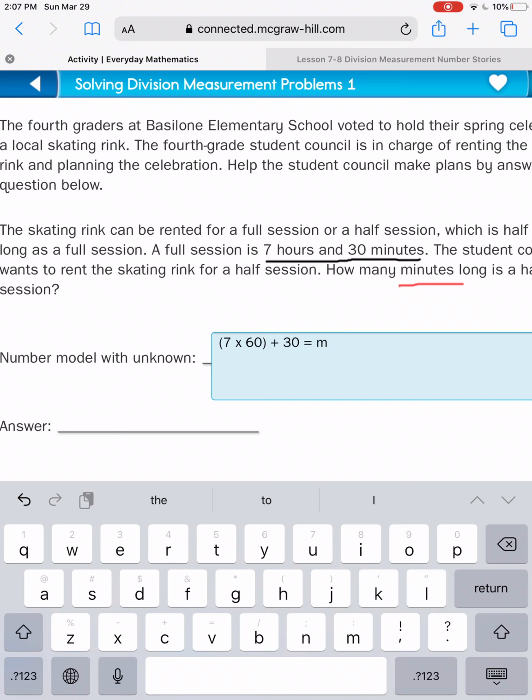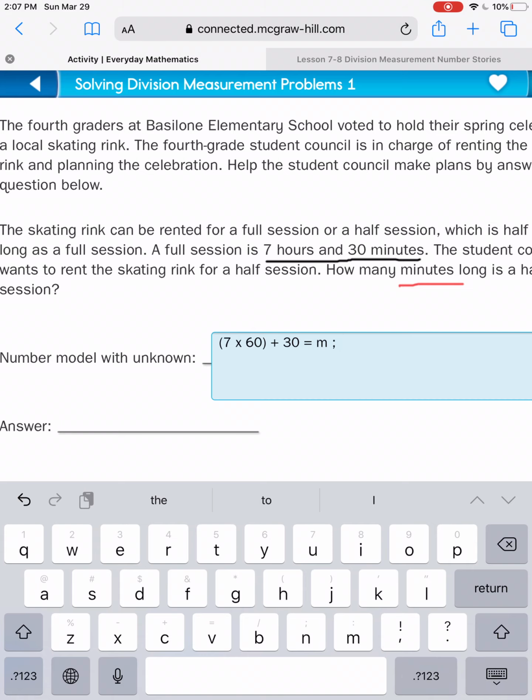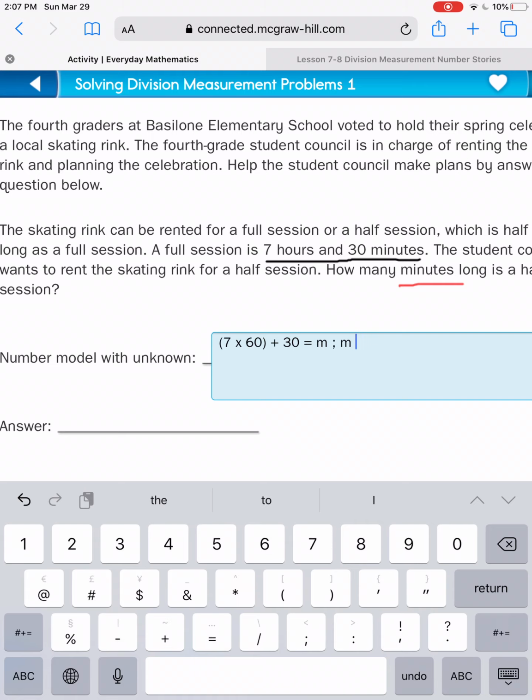But if you remember, boys and girls, we want to answer the question, how many minutes is a half session? So that means that after we convert a full session into minutes, we're going to have to take that answer and divide it in half. And when we divide something in half, we divide it by 2.